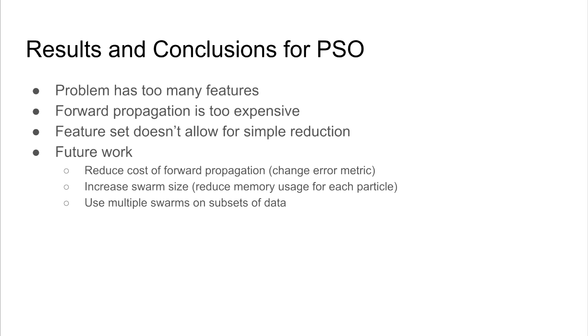So as a conclusion, PSO doesn't really work in this one, not as well as hoped. Forward propagation was far too expensive. Feature set doesn't reduce very well, so you have to use that full 2 million feature set every single time.